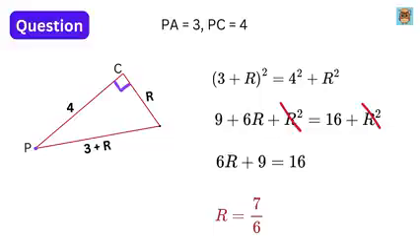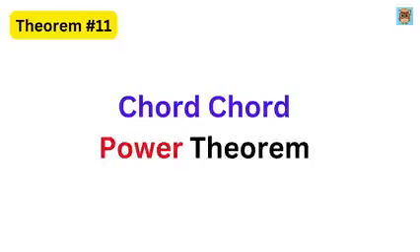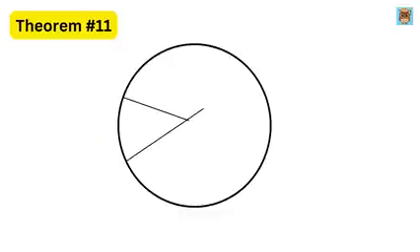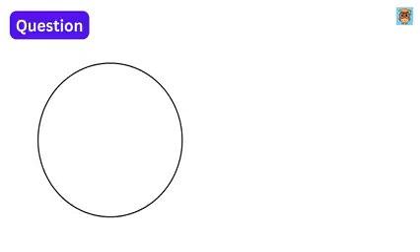Now we move on to our final theorem, or Theorem 11, which is the chord-chord power theorem. This theorem states that if two chords intersect inside a circle, let us label the sides as A, B, C, and D. The theorem says A times B will always be equal to C times D. Let us end this video with this question.